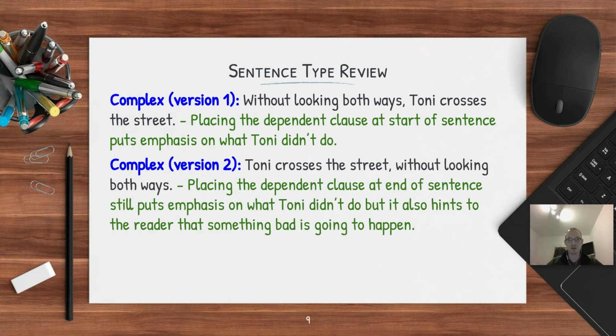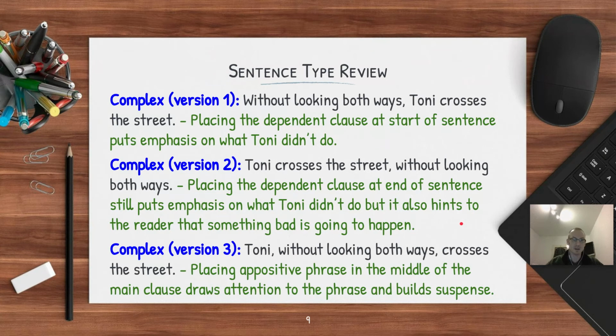Tony crosses the street, comma, without looking both ways. By placing the dependent clause at the end of the sentence, it still puts emphasis on what Tony didn't do, but it also hints to the reader that something bad is going to happen.